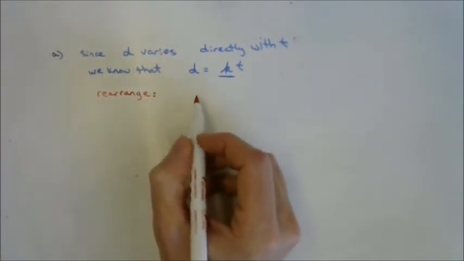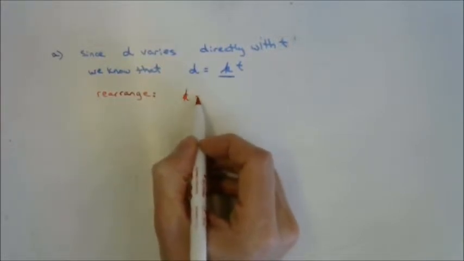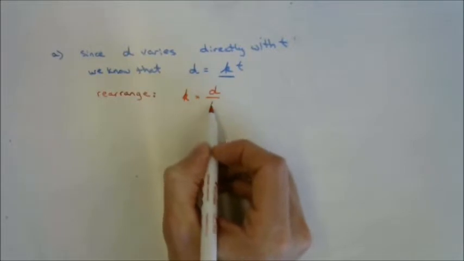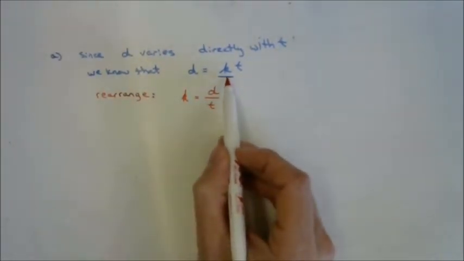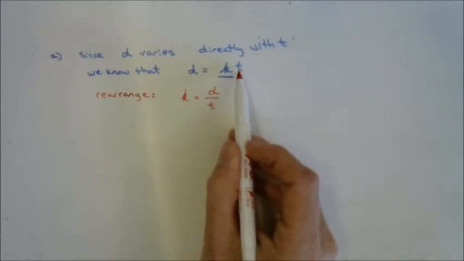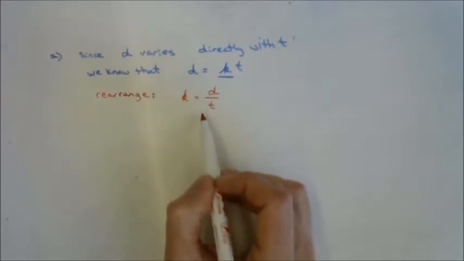to find K. So we can look at our definition for constant of variation, and we know that K equals D over T. Or we could just think about it and say, okay, how do I get K by itself? Well, it's being multiplied by T, so I divide both sides by T. That's all you did here to get this one.